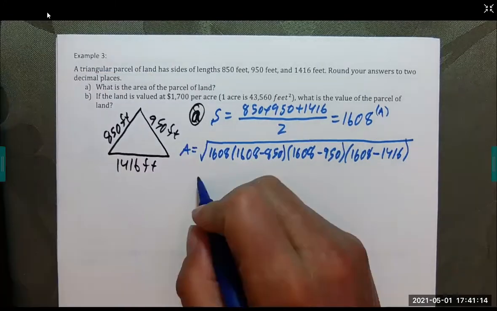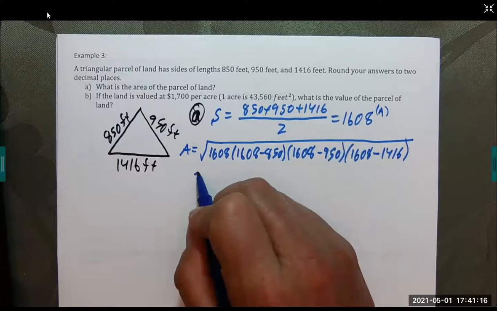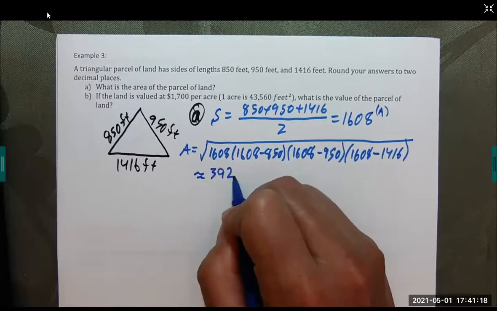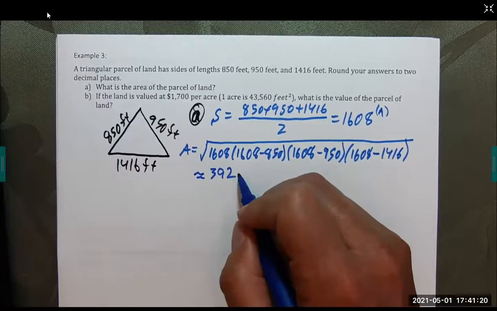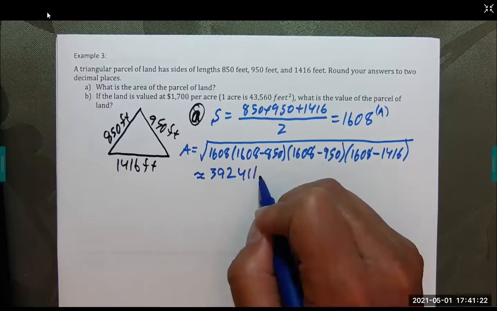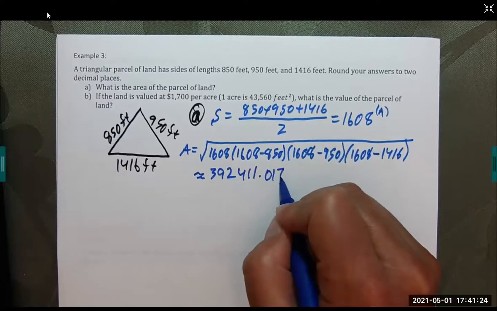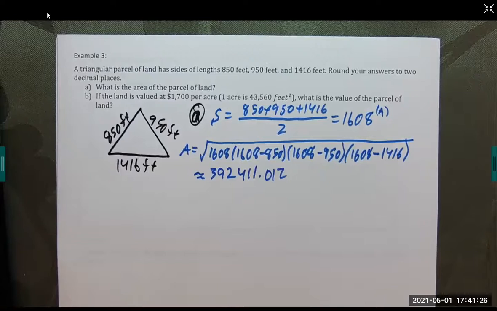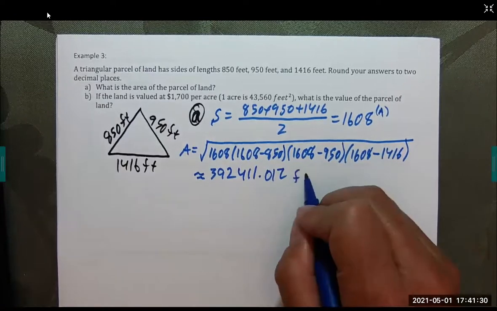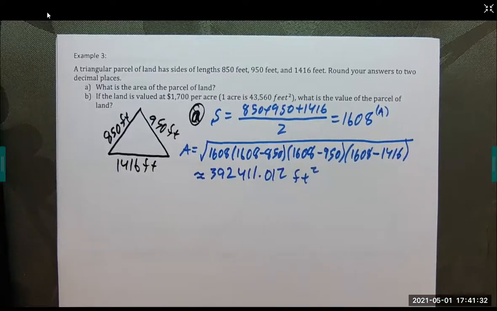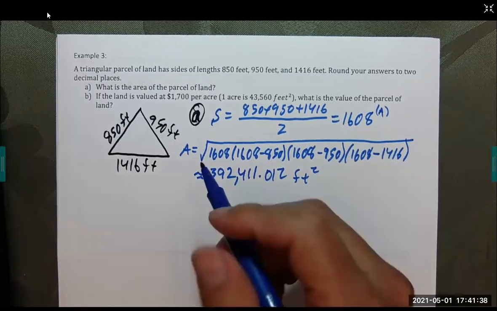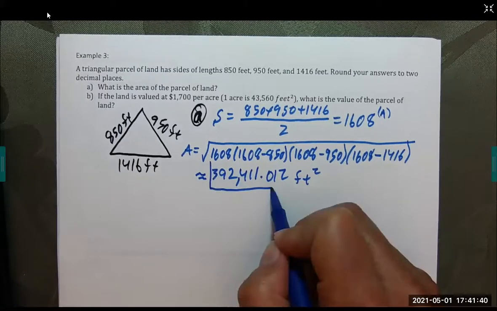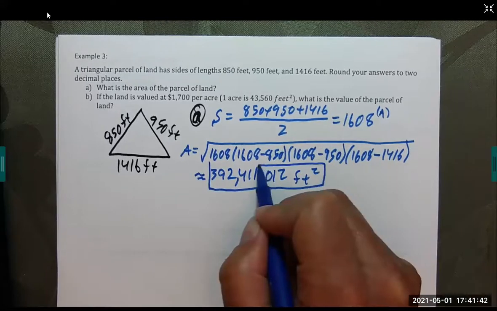So this gives us about 392,411.012. And this is square feet. So 392,411 and change square feet is how big this plot of land is. The parcel of land, they're calling it. Part B.